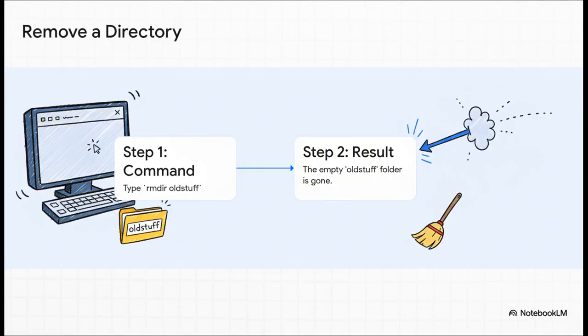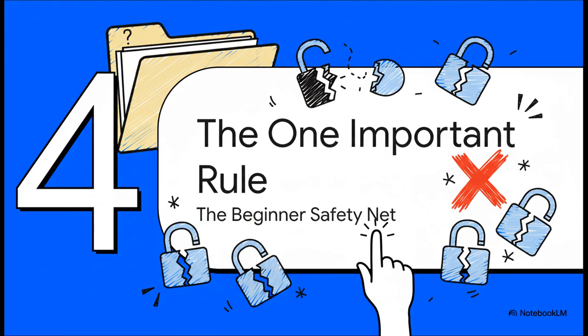Now, in its simplest form, it works pretty much like mkdir. You just type rmdir, then the name of the empty folder you want to say goodbye to, like old stuff here. You hit enter, and poof, the folder's gone. Nice and tidy. Okay, let's zero in on that condition we just mentioned. Because this isn't just some random quirk. It is the single most important rule to get your head around when you're starting out with rmdir.